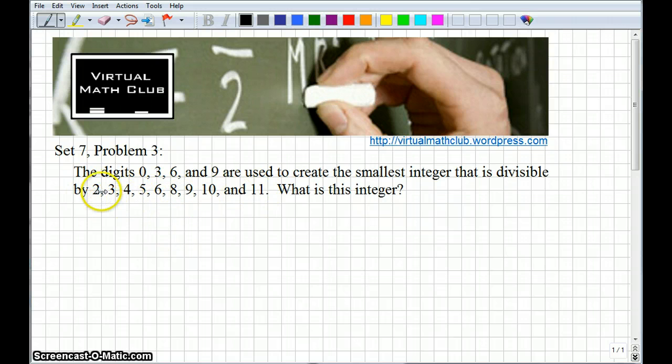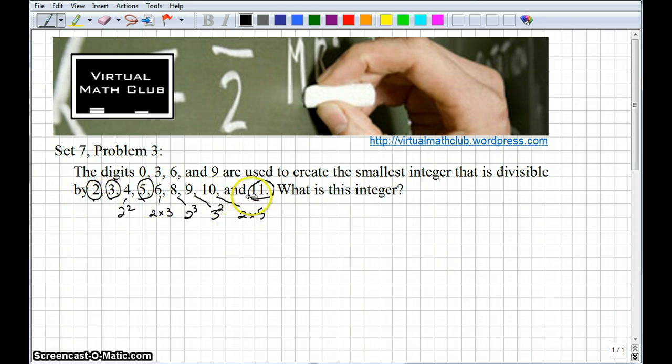Now, some of these are prime. 2 is a prime, 3 is a prime, 5 is a prime, and 11 is a prime. Okay? And this is just 2 squared. So if you were to break that down to its prime factors, it would be 2 times 2. This is 2 times 3. So its prime factors are 2 and 3. 8 is 2 cubed, which is 2 times 2 times 2. 9 is 3 squared, or 3 times 3. And 10 is 2 times 5, right?